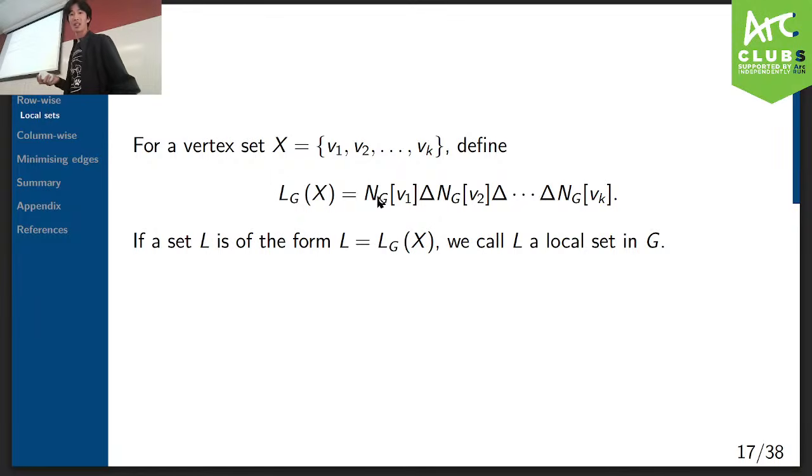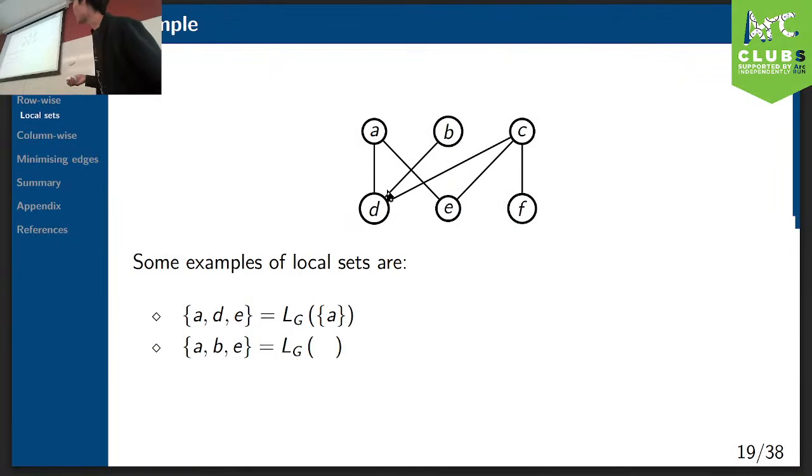So this refers to the closed neighborhood. Oh, okay. And this operation is a symmetric difference. So square brackets are closed, right? Yeah, it's like how in set notation you have the open set and the closed set. The closed neighborhood is the neighborhood including the vertex itself, which is why over here the closed neighborhood of A is the neighbors of A, which is D and E, and A itself. Yeah.